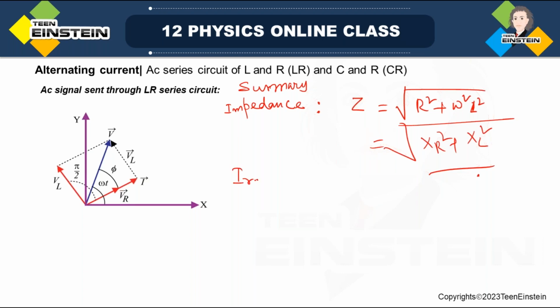And what is IRMS in this circuit? VRMS will be given in the circuit. IRMS means VRMS divided by Z. Then we have learned the phase angle phi. Phase angle phi, that means tan phi is equal to VL by VR.